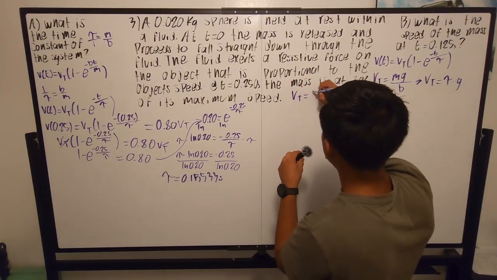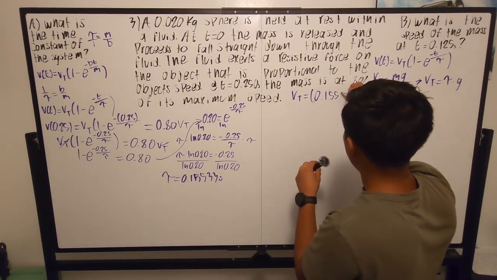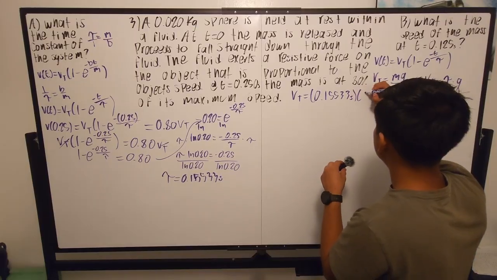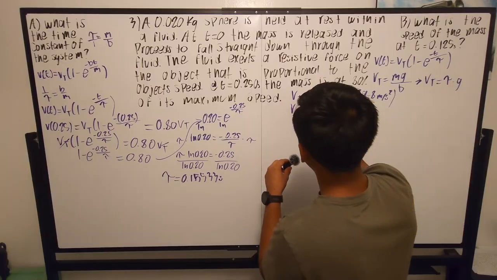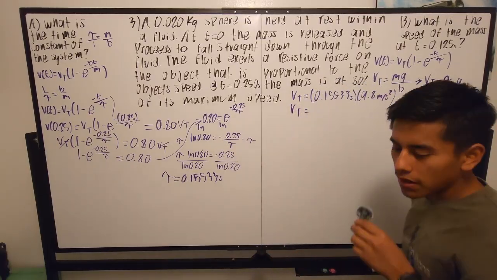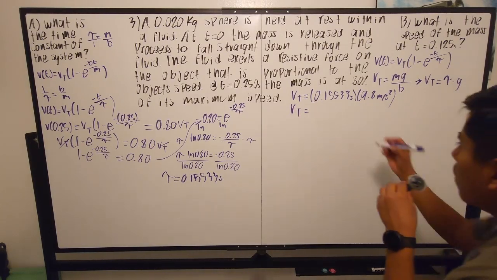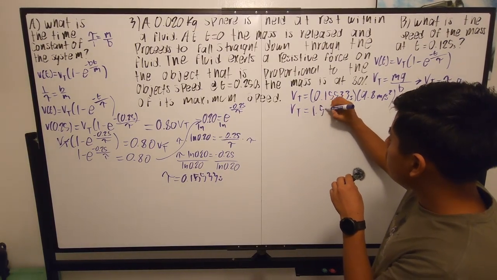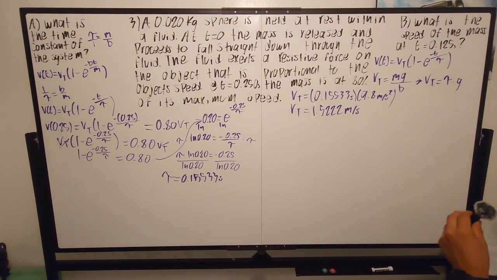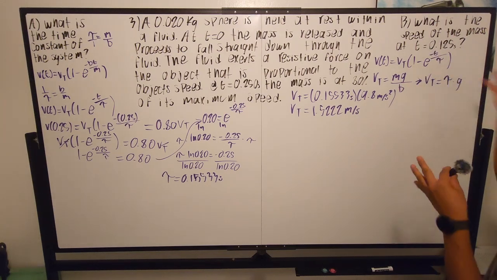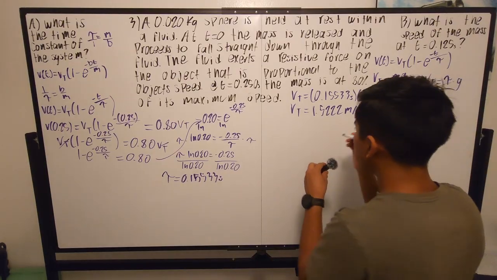So then V terminal is equal to tau, which is 0.1553 seconds, multiplied by g, which is 9.8 meters per second squared, and you will get that the terminal velocity is going to be 1.5222 meters per second. That is very important because now we can plug this in right there and we can solve for the velocity at this specific time. So let's go ahead and plug that in.